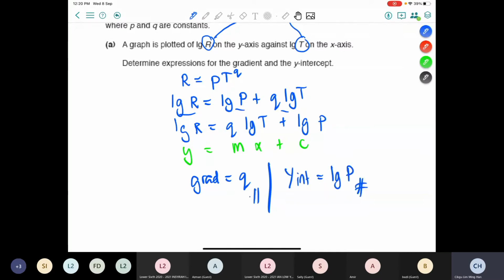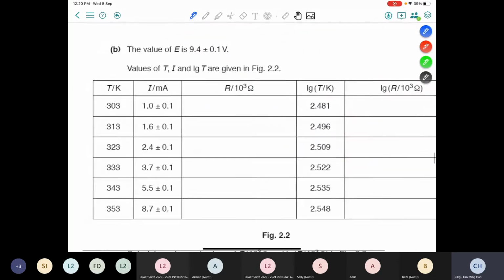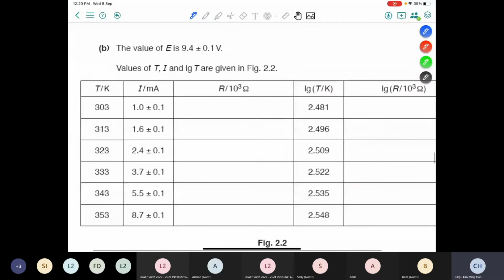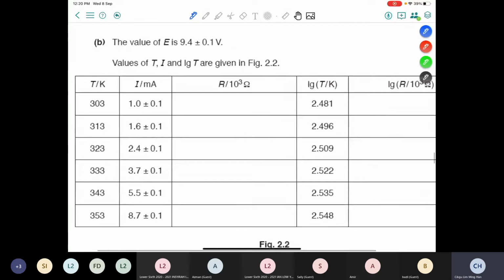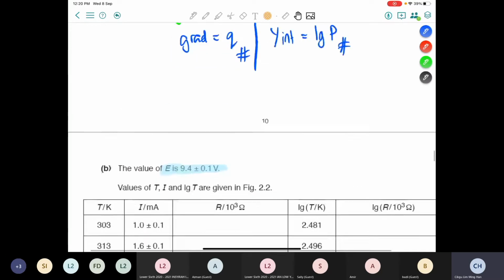So this is all done. Here comes the calculation I would like everybody to try. All right, so let's look at the information given to us. This is the value of E given in the question, right? This is given. And then this is your I. And you want to find R. So how can I find R?